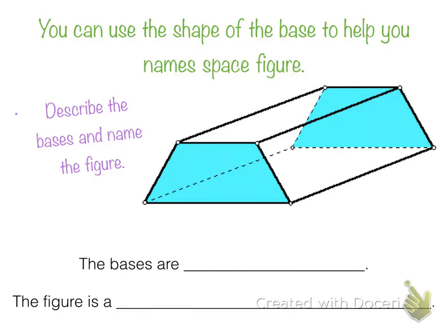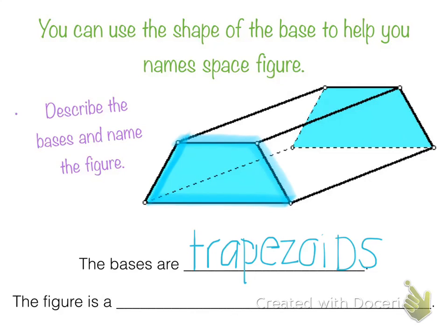Okay, our next one, we are again going to use the shape of the base to help us name the space figure. And I liked this image when I pulled it up because the bases are already highlighted pretty much for you. You can see that each base is a trapezoid. And now comes the more difficult part. Not that it's really hard, but we need to take a look at the sides of this. So the sides are forming a shape of a rectangle.